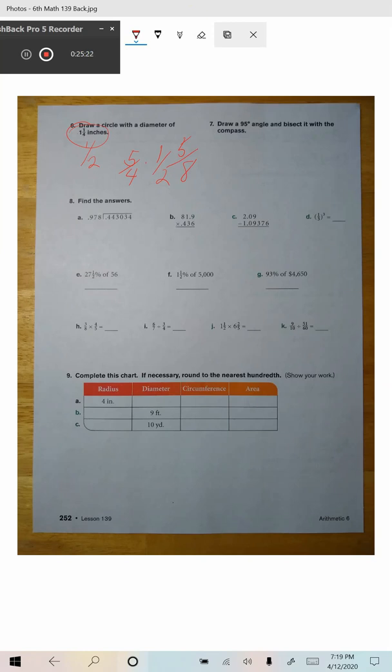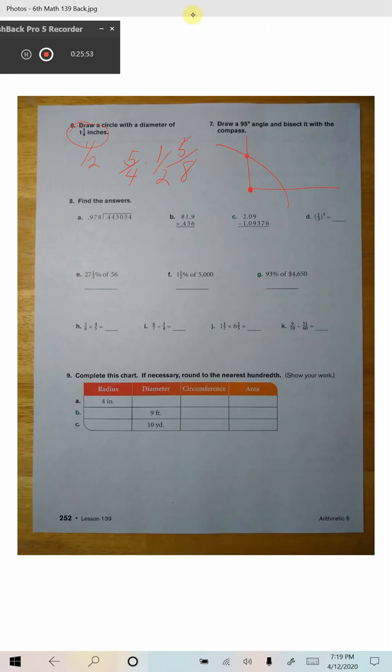All right, now we're going to draw a 95-degree angle and bisect it with a compass. Just watch me real quick. First you're going to, that's totally not a 95-degree angle, not even close. It's going to be a little bit bigger than a right angle, right? Okay, so remember, you put your compass right here, the pointy part, make an angle. I'm going to go real fast. You can do this when I'm done.